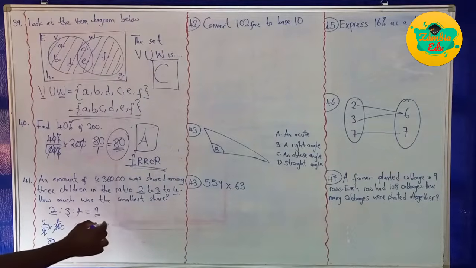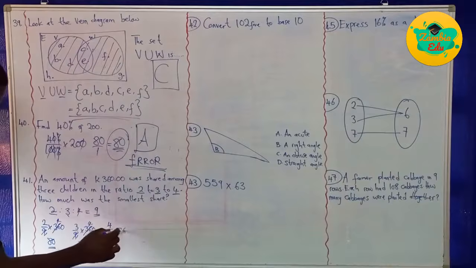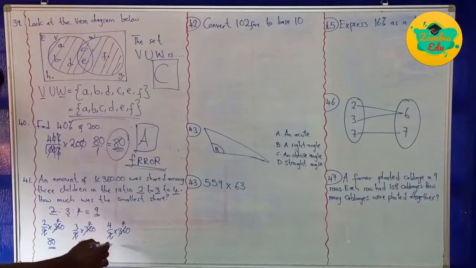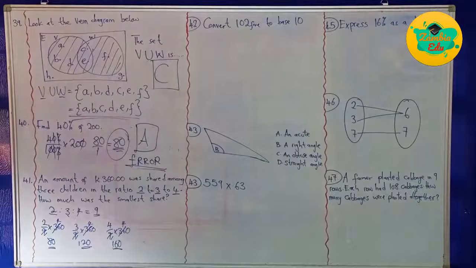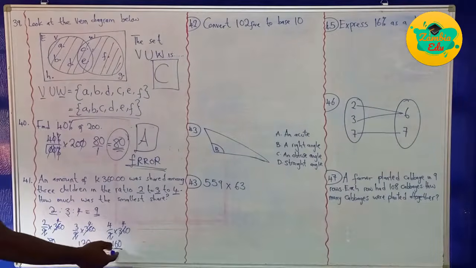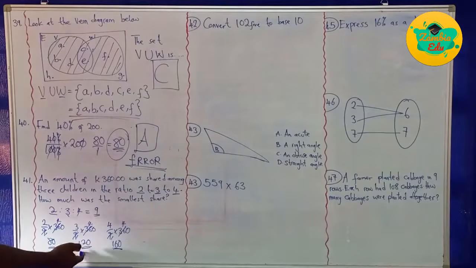And then we got the last one, which was 4 over 9 times 360. 9 there, 1, 9 there, 4. 4 times 40, we get 160. And so when we add 160 plus 120 gives us 280. 280 plus 80 gives us 360.